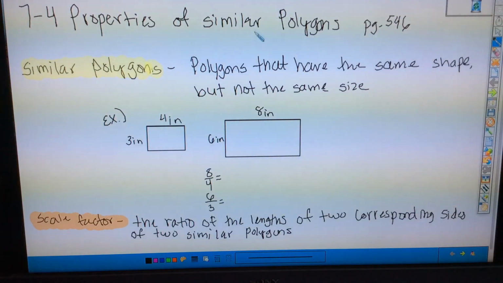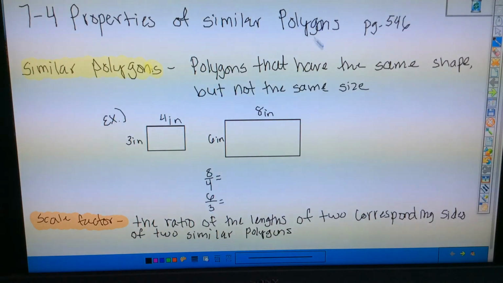Hey guys, we're going to take a look at chapter 7-4 today. It's called Properties of Similar Polygons. You can follow along on page 546. The good news is that this is pretty similar to 7-3. So if 7-3 was easy for you, this should be a pretty doable lesson.